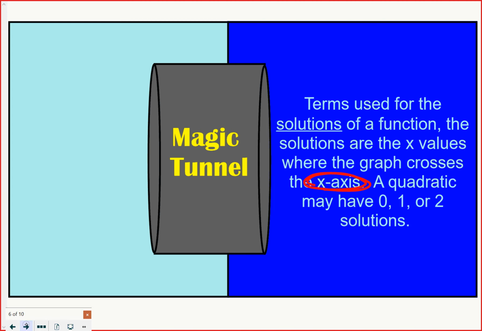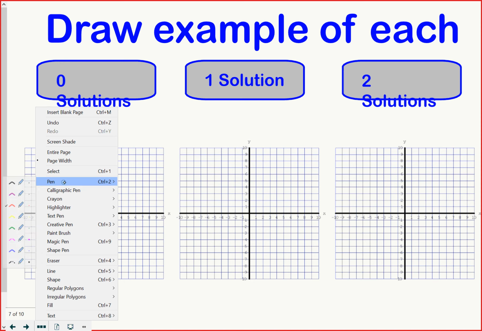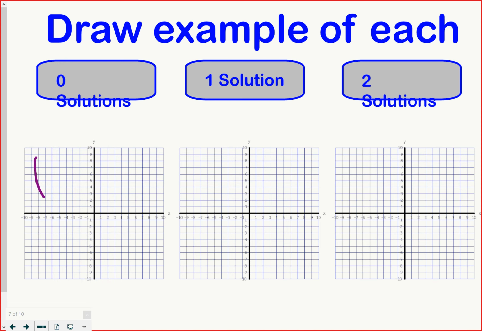Okay, so let's go ahead and move on to the next slide. Now I'm going to show you what 0 solutions looks like, 1 solution, and 2 solutions. If I have a parabola that has 0 solutions, that tells me that my graph will never cross my x-axis. What this looks like is the following. My graph could be opening up, and if you notice, my graph is not touching my x-axis. Or I could have a graph that's opening downward just below the x-axis, and it could look something like this.